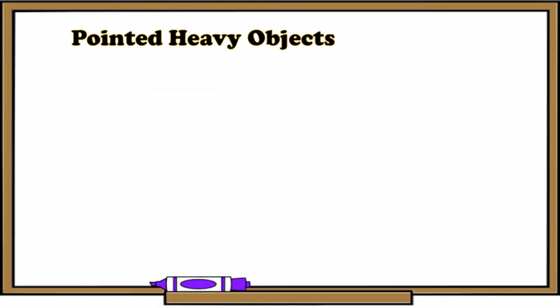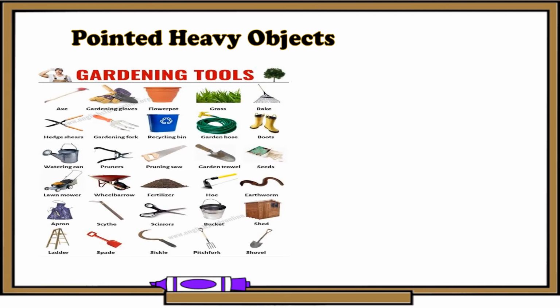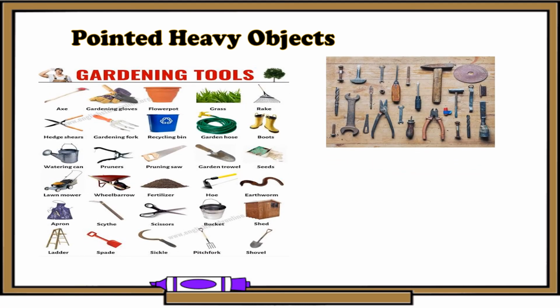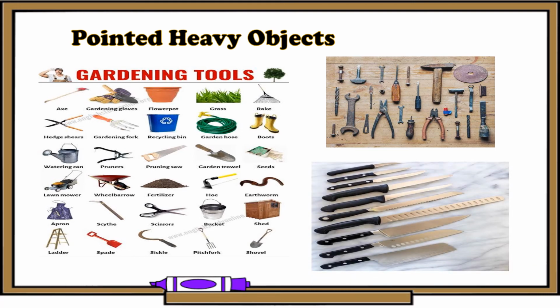Next, pointed heavy objects like gardening tools, mga plumbing tools, mga carpenter tools, or different kinds of knife. Have you seen the tools and equipment that your parents use for carpentry, plumbing, and gardening? Most of these tools are pointed and heavy. Never touch them because they can give you cuts or bruises. These should be kept locked and out of your reach.